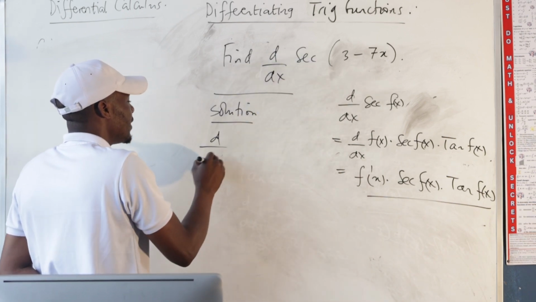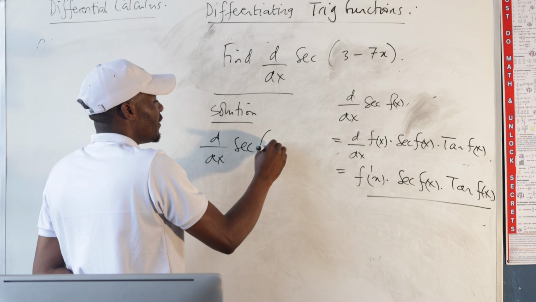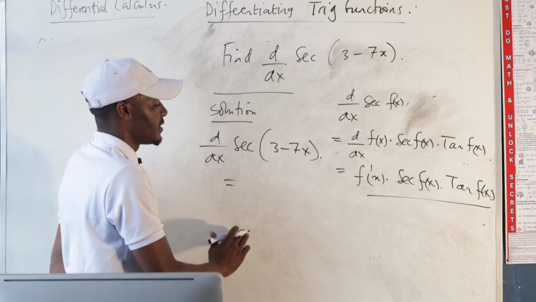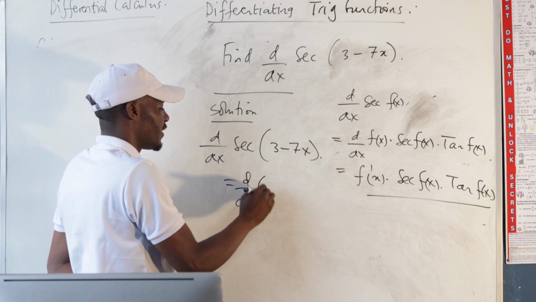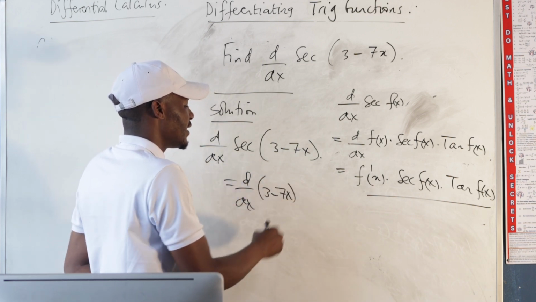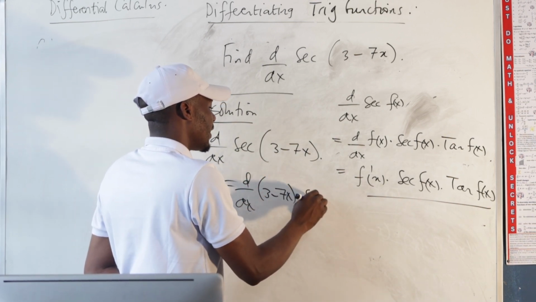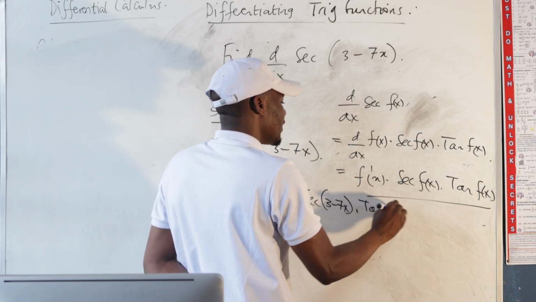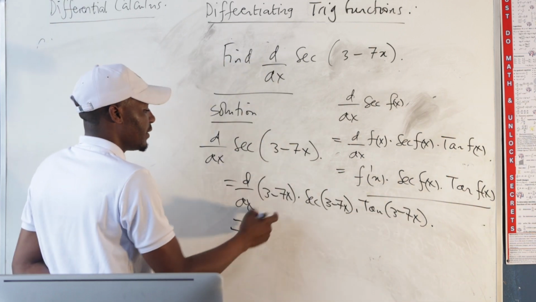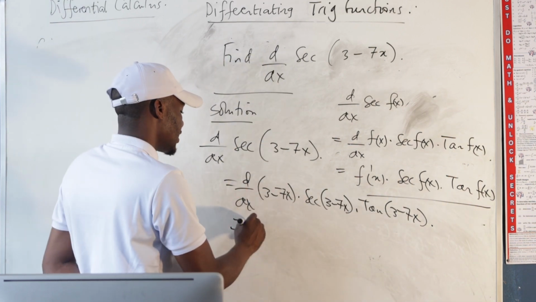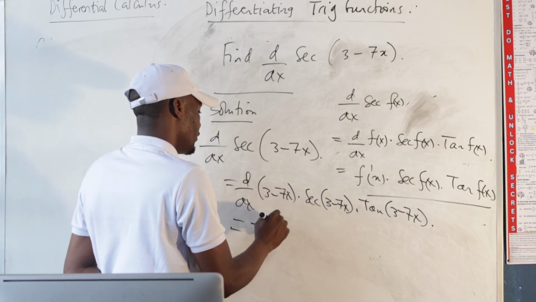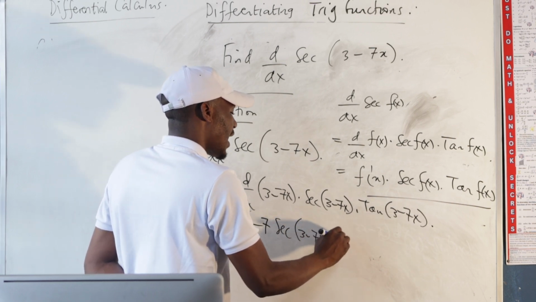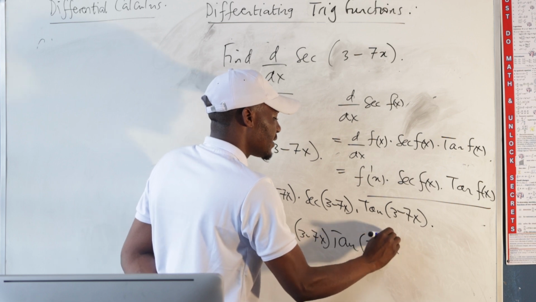So how are we going to find the derivative of sec of 3 minus 7x? This is equivalent to finding the derivative of 3 minus 7x, right? And then we multiply that result by sec of 3 minus 7x times tan of 3 minus 7x. And we know that the derivative of 3 minus 7x straight away gives us minus 7. So our solution will be minus 7 sec of 3 minus 7x times tan of 3 minus 7x.